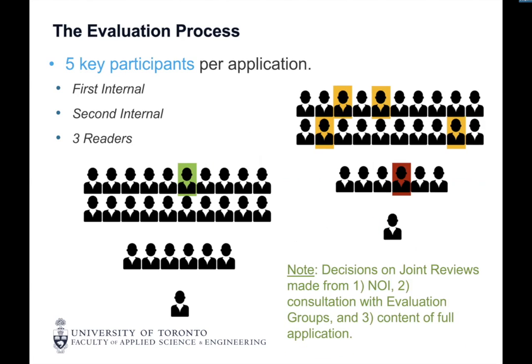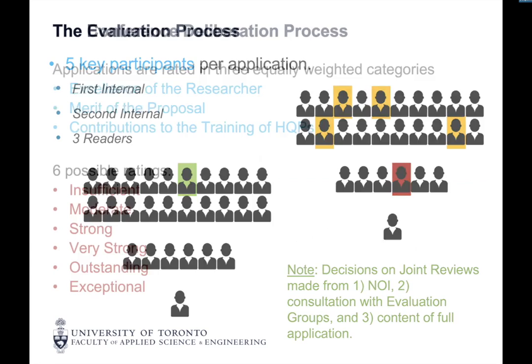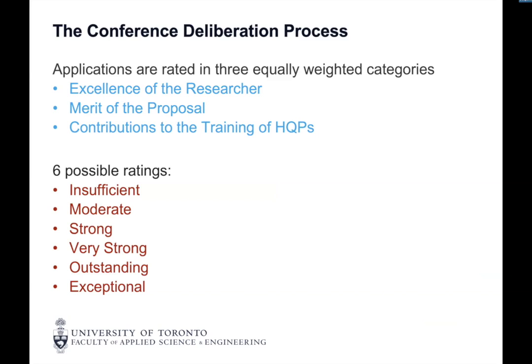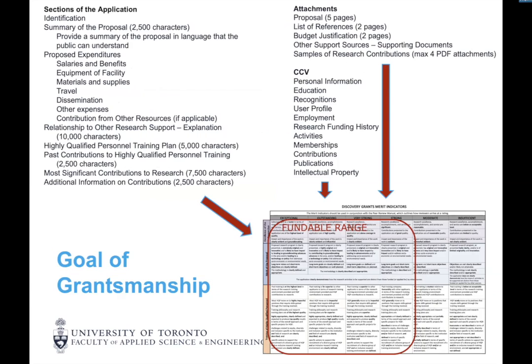Sometimes, if we have multidisciplinary proposals, we will even reach out to one of the other evaluation panels in a different area and bring someone else in as well. So we call this the conference model. As I mentioned before, there are the 3 criteria: excellence of the researcher, merit of the proposal, contributions to highly qualified personnel, and then there are 6 possible ratings for each one. And it is according to that table that I mentioned before.